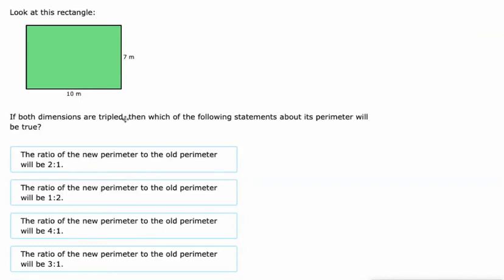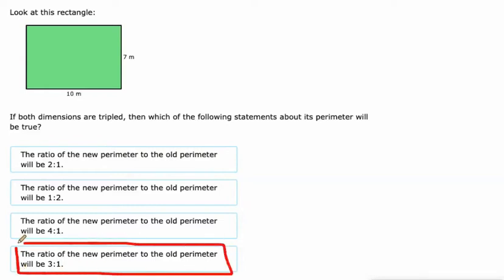and what happens to the perimeter and area when we change the scale. If both dimensions are tripled, then which of the following statements about its perimeter will be true? Well, if we triple the 7 and triple the 10 and triple this 7 and triple this 10 up here, okay, perimeter is a linear measurement, so if you're tripling everything, then the ratio of the new perimeter to the old perimeter will be 3 to 1. The perimeter is going to triple.